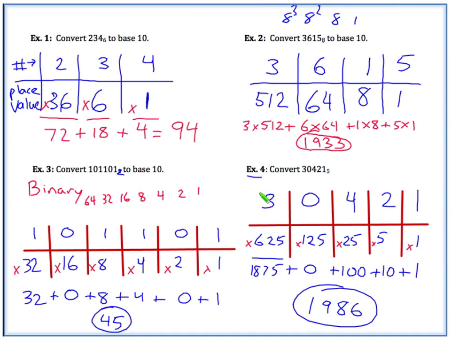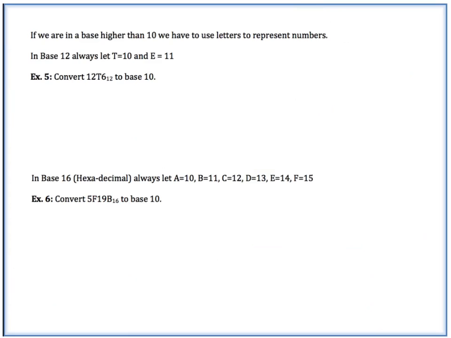Alright, welcome back. So here we have 30421 and we are in base 5. So below it you should have written out the place values for base 5. So 1, 5, 5 squared, 5 cubed, and 5 to the 4th. Then you should have multiplied each of those and added them all up, and you should have come up with 1986. Next we want to talk about bases that are higher than 10.